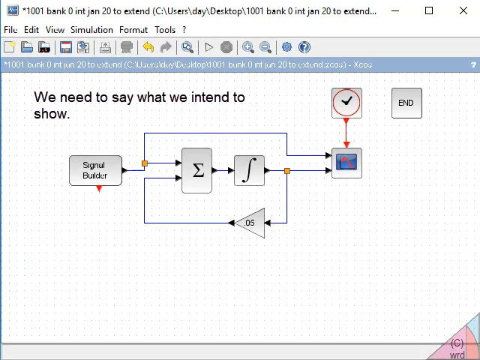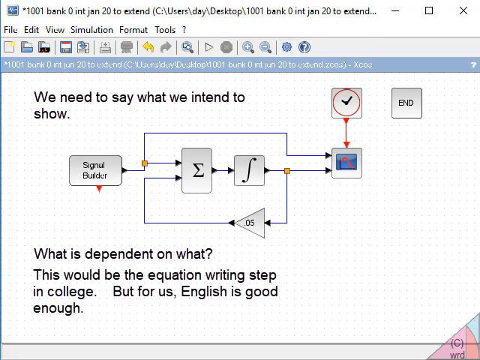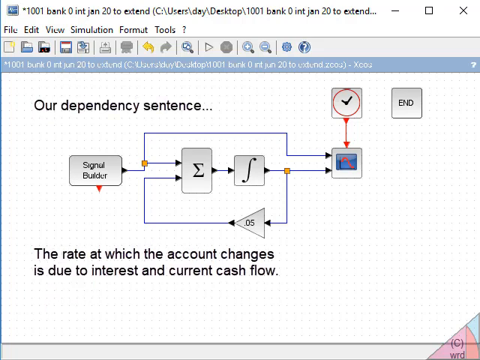We will take a moment each episode to try to state what is going on. What is dependent on what? This will stand in for when the college student would write out his or her equations of change. Here is our dependency sentence for banking with interest. The rate at which the account balance changes is dependent on both interest and cash flow.